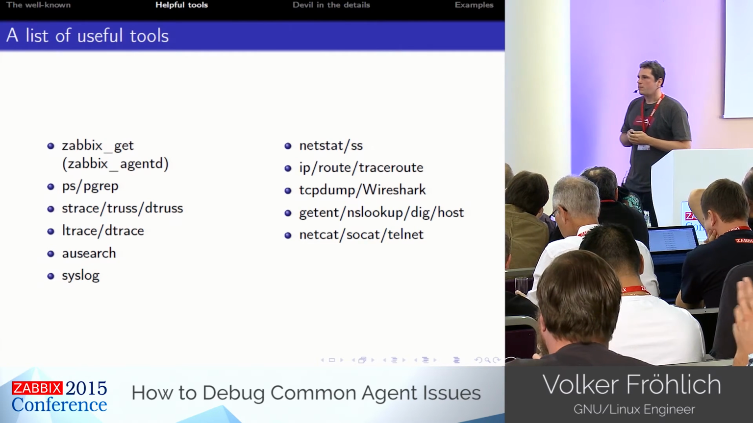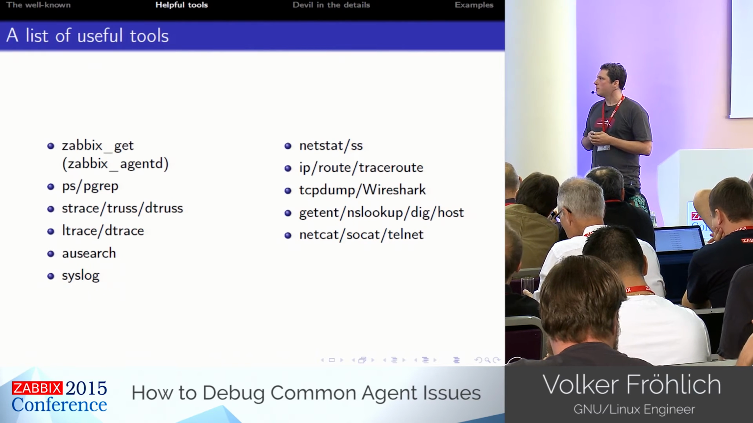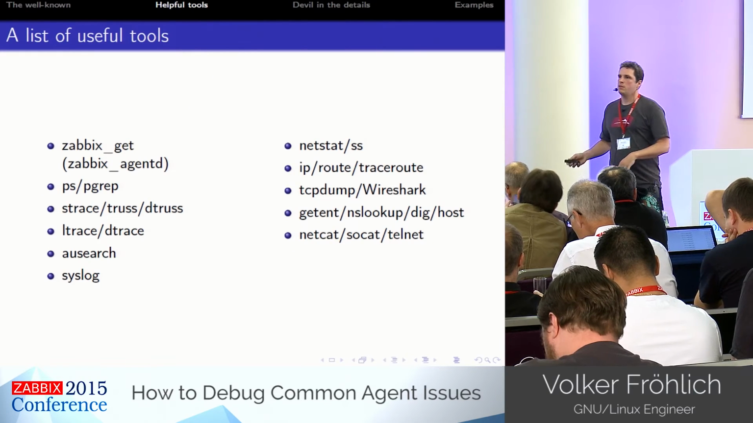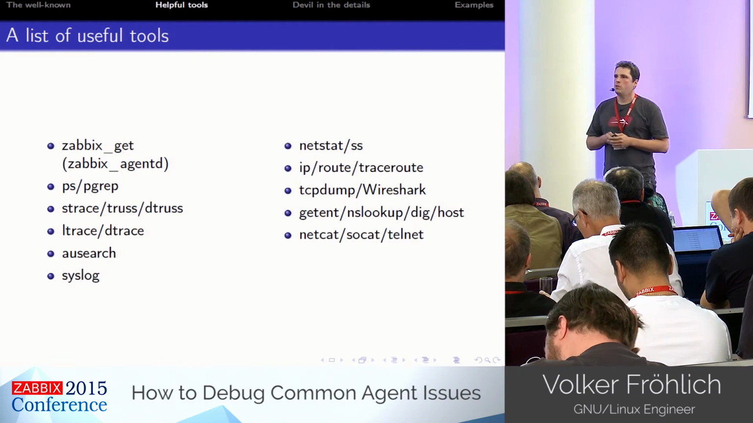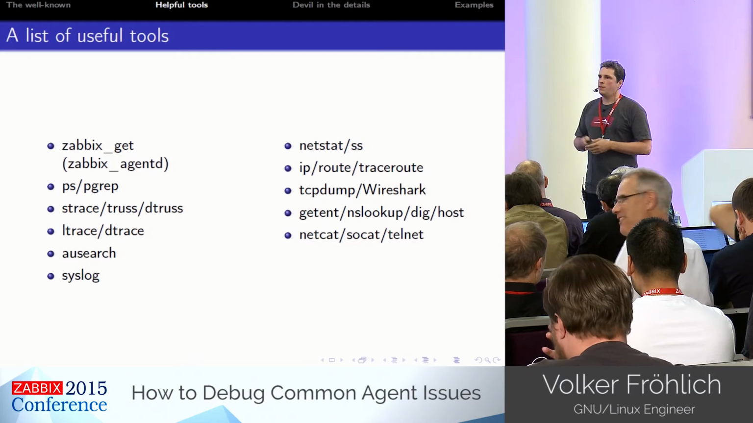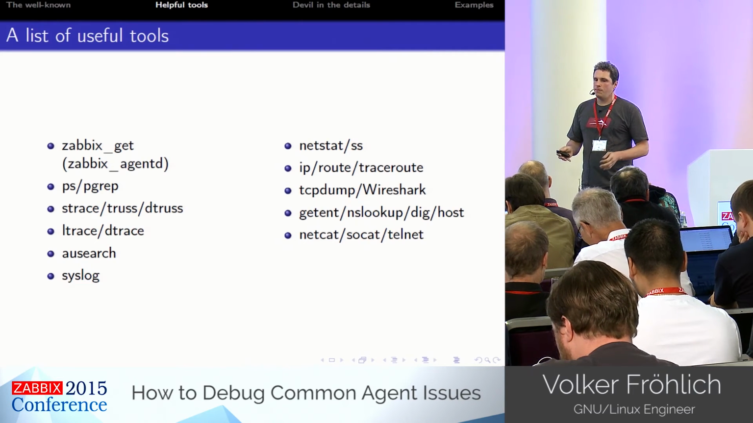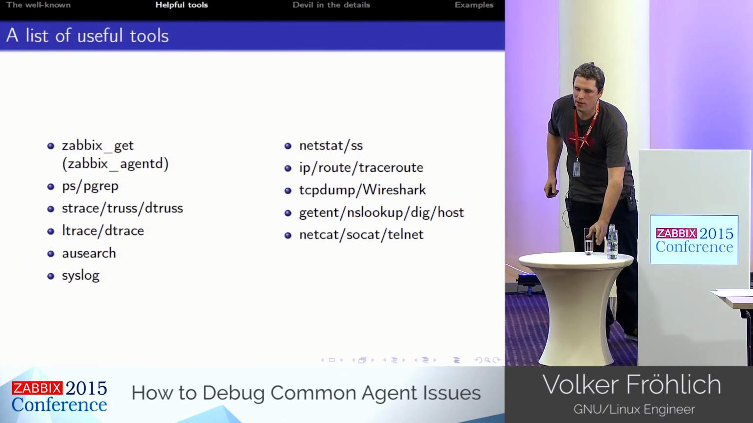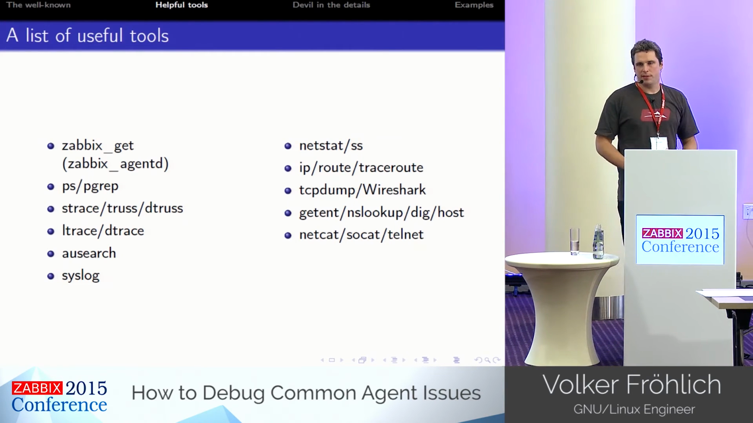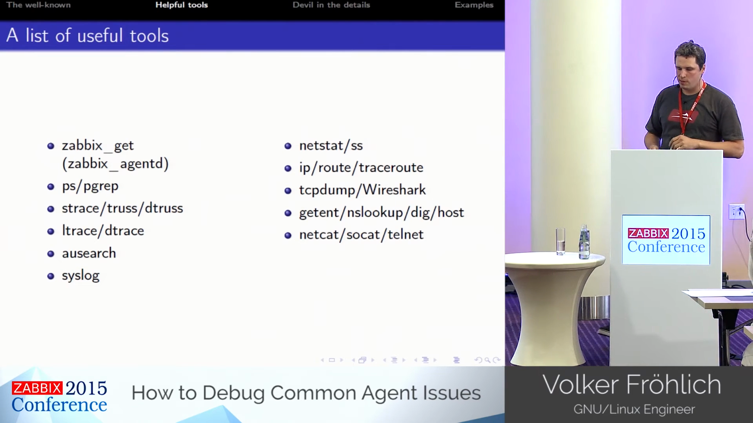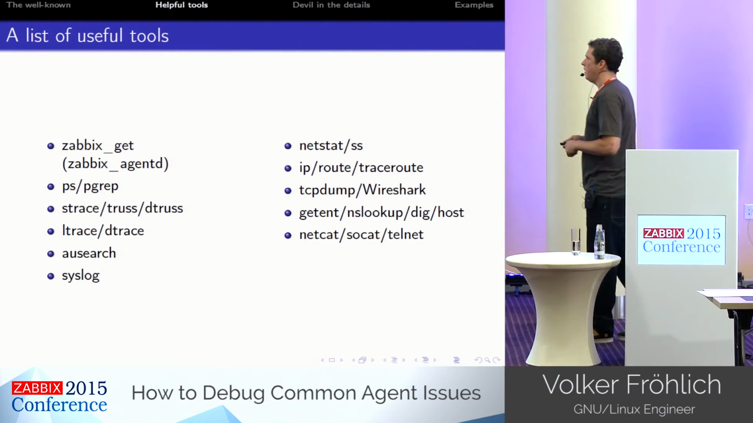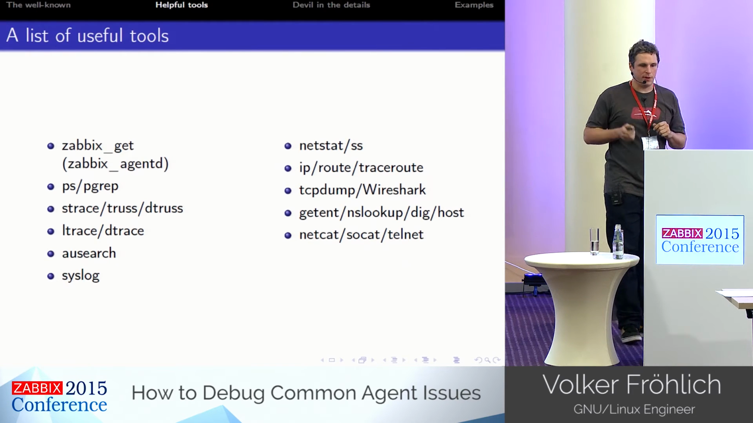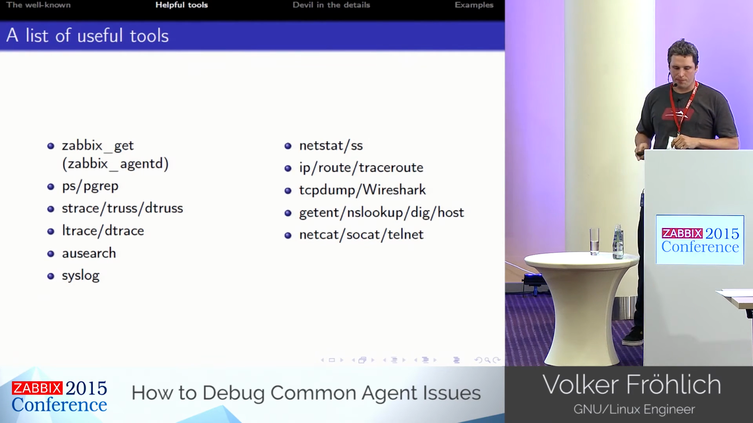getent is a tool to query libraries. Basically the user library or the user group library on your system, but you can also use it to resolve host names and resolve them in the way an application does when it uses glibc. And this is exactly what we want to do if we are interested in name resolution problems. Netcat is a tool to create a listener or to connect to a socket.